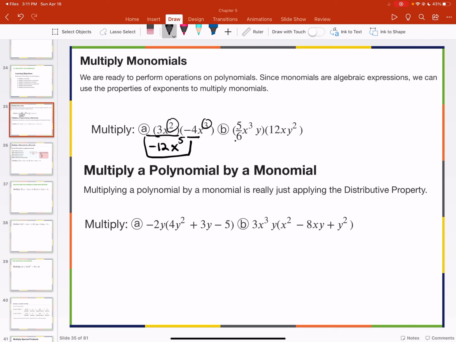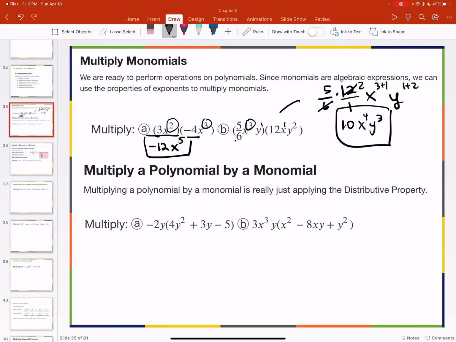So here, for B, we're basically multiplying 5, 6 times 12. Then for x, we have 3 and 1, so 3 plus 1, which is 4. And then y to the power 1 plus 2. Okay, so 6 goes into 12 twice. You get 10x to the power 4, y cubed.